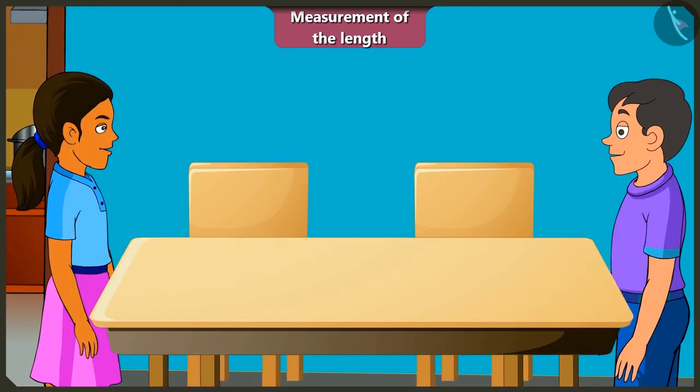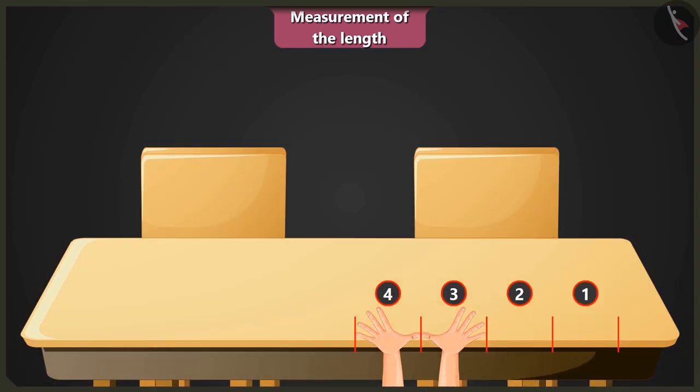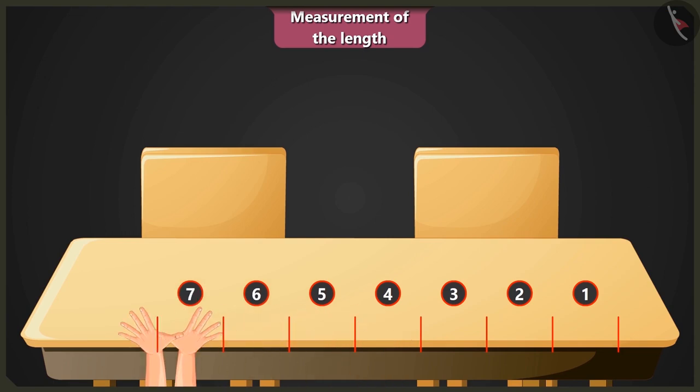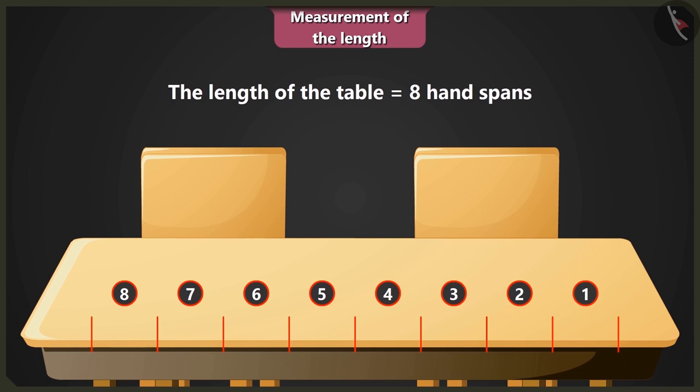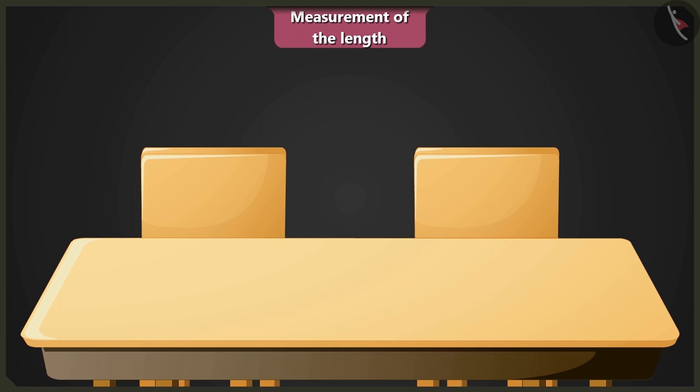Hey Gurtu, are you measuring the length of the dining table? Yes, this is 1, 2, 3, 4, 5, 6, 7, and 8. The length of this table is equal to 8 hand spans of my palm. Oh, Gurtu, that is not how you take the measurement. Then how is it done?